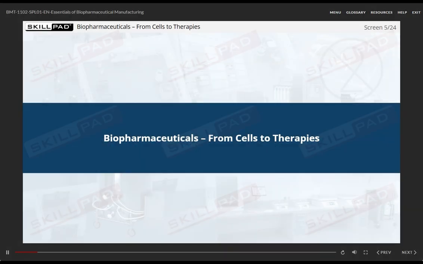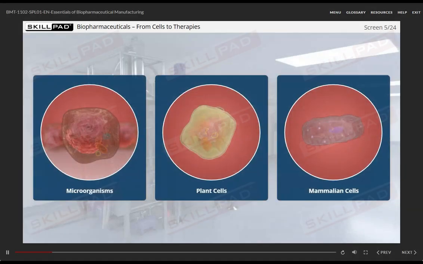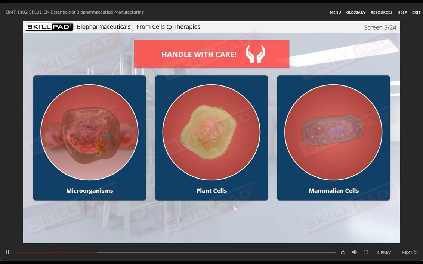Biopharmaceuticals, from cells to therapies. Biopharmaceuticals are therapeutic products made using living cells. For this reason, it is essential that these cells are properly handled throughout the manufacturing process.